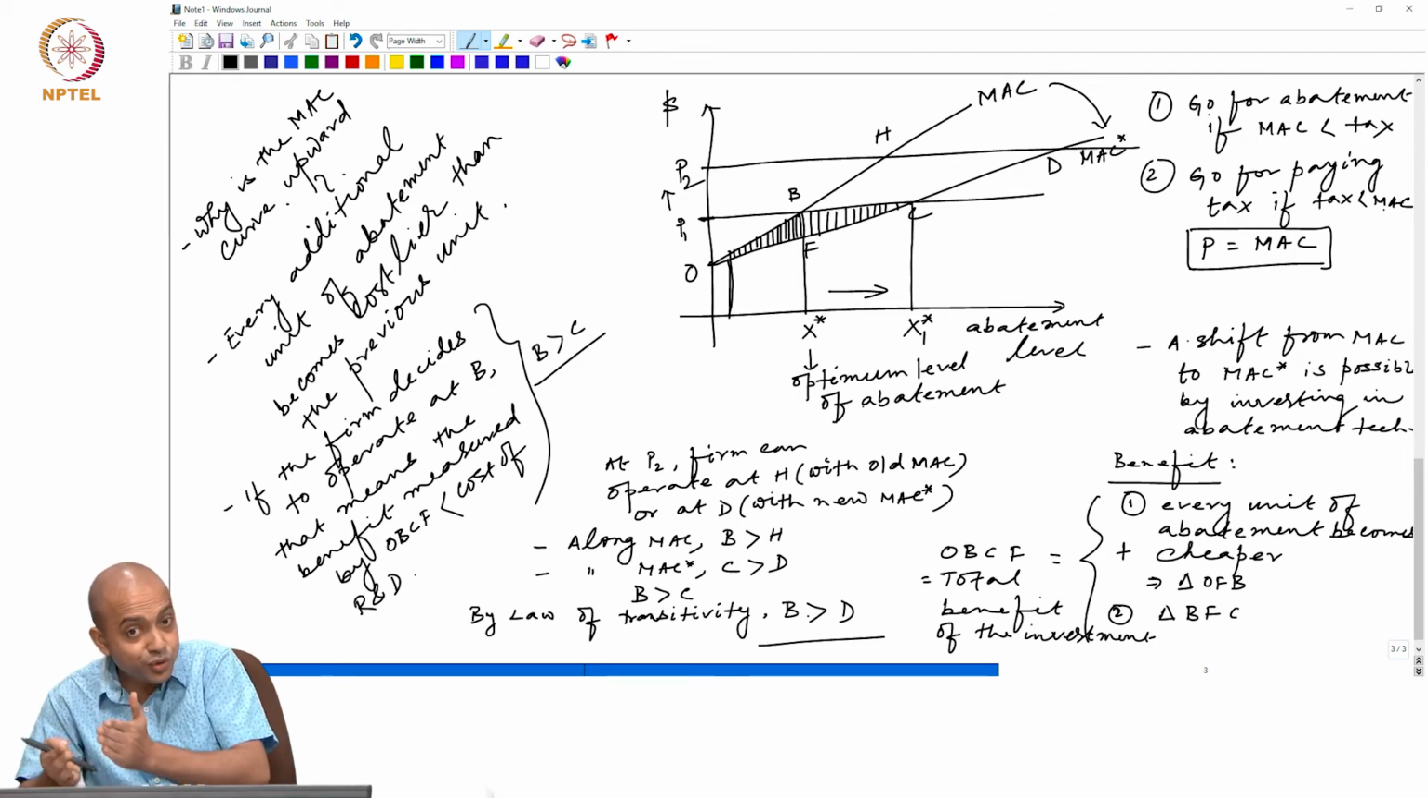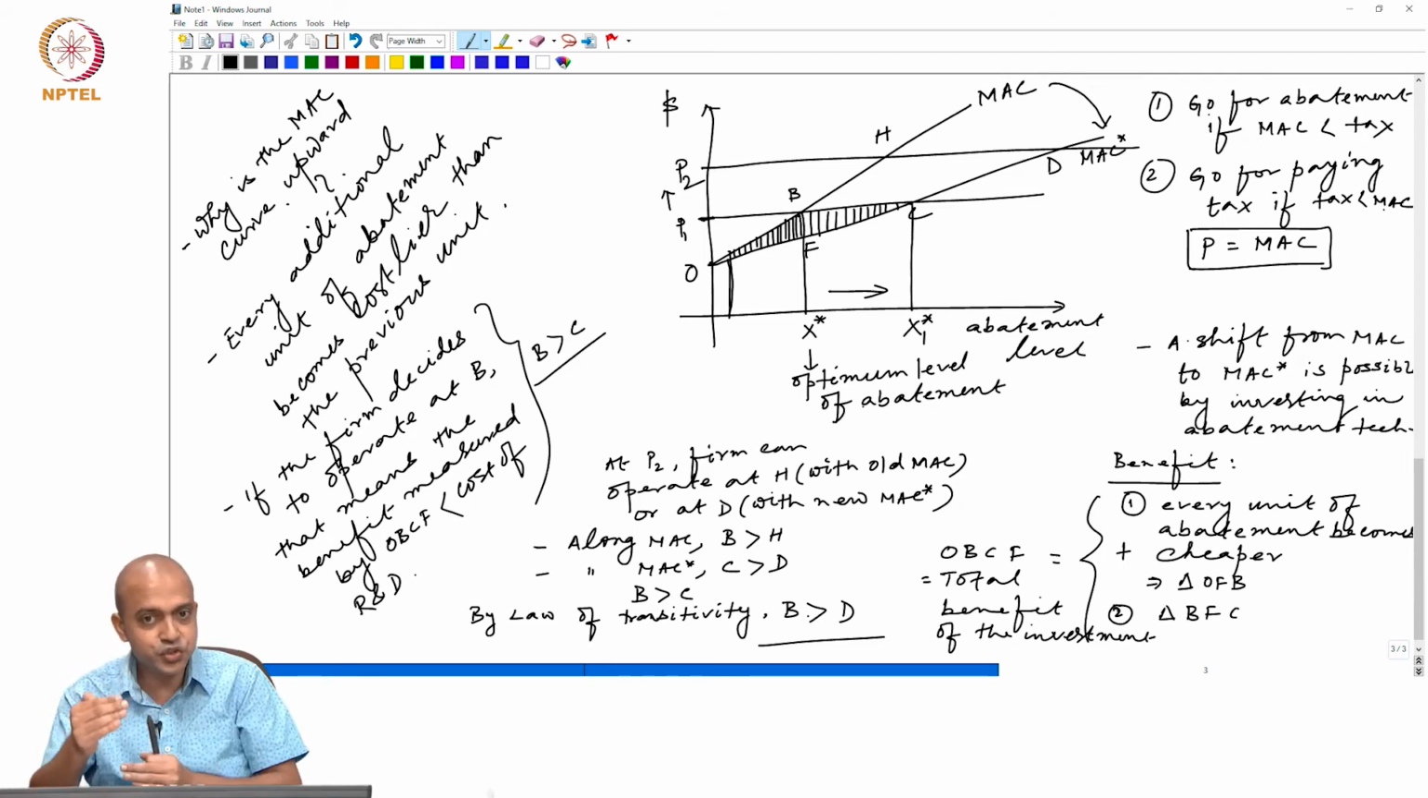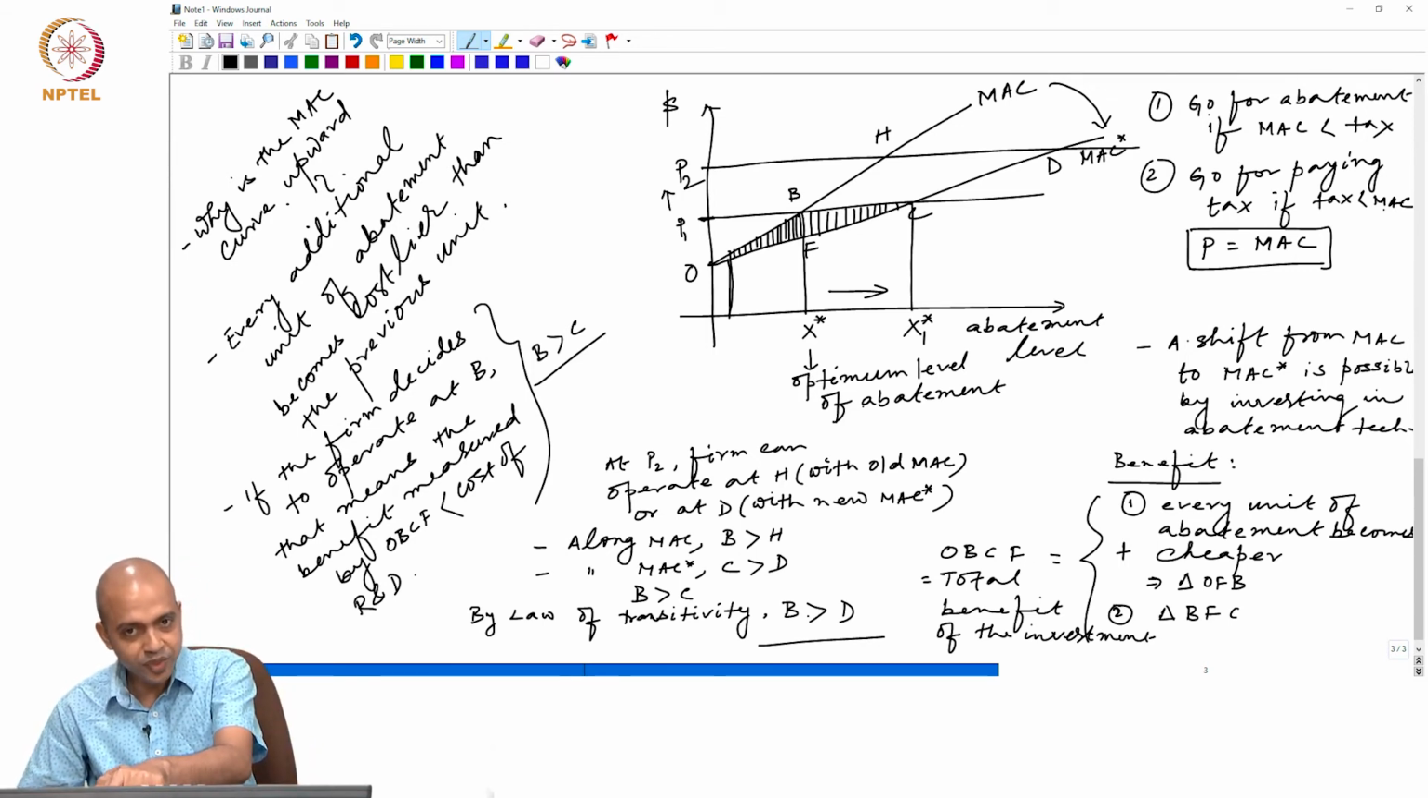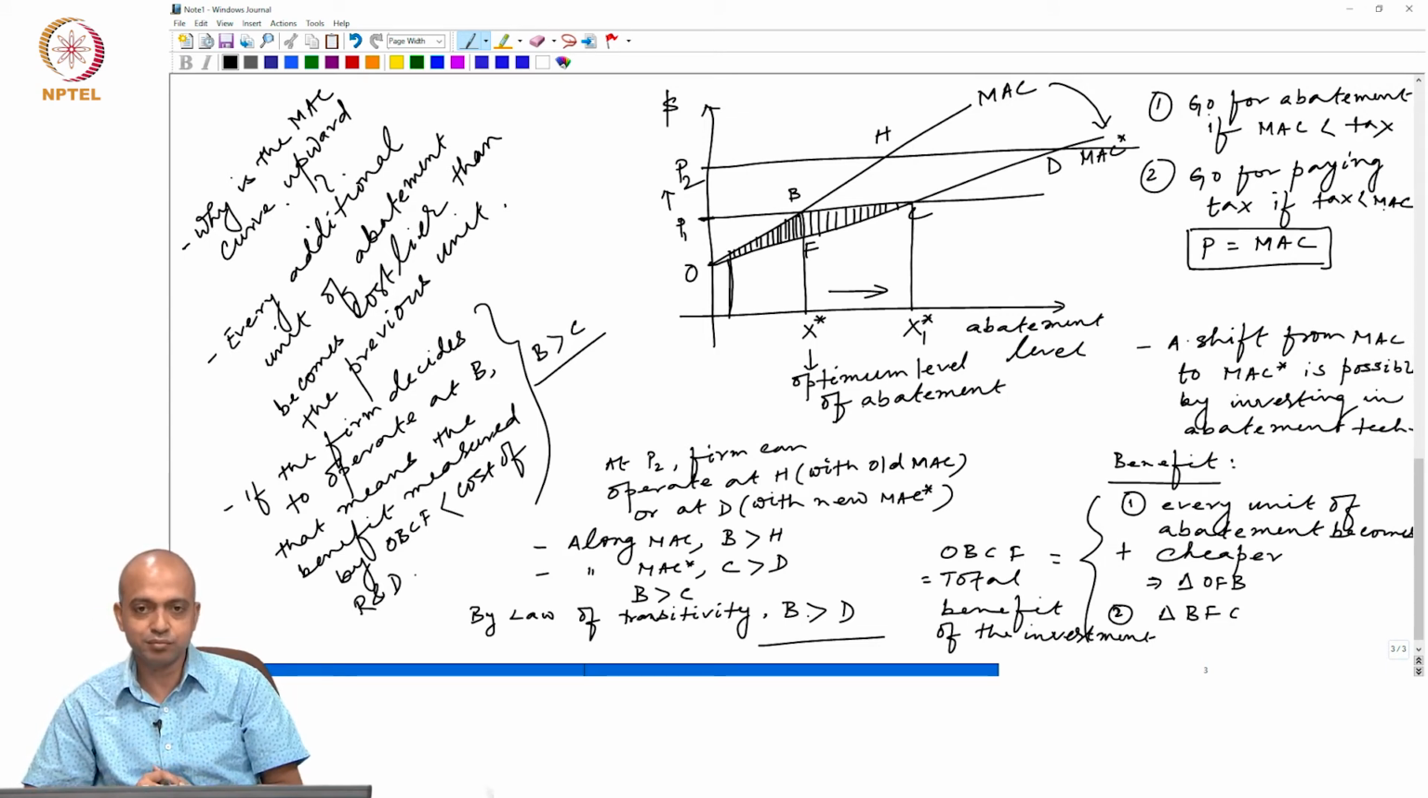So, when you introduce cost and analyze the situation in a benefit cost framework, then you can actually show B is greater than D. So, that means if innovation was not profitable with a modest amount of effluent or emission tax P1, it is still not profitable even with an increased effluent tax P2. That is what they said.